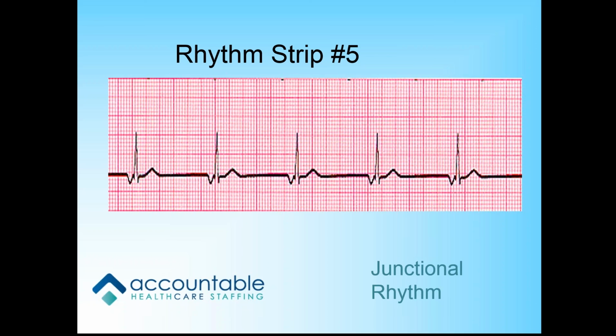So what you have here is a junctional rhythm. And all that means is that the P wave is not originating up in the atria where it's supposed to. It's originating closer down to the bundle. That's why it's called a junctional rhythm, because it's down in that junction. Now, you probably won't see this very often, but now you know what a junctional rhythm is.